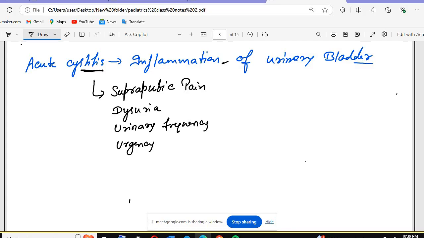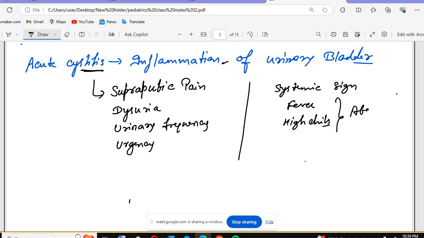In this condition, you will never see high fever or chills. Usually they will be absent. So the systemic signs, like high fever and chills, will be absent in the patient.